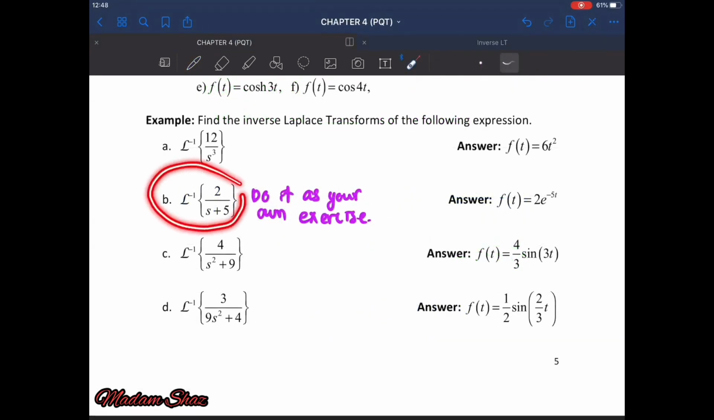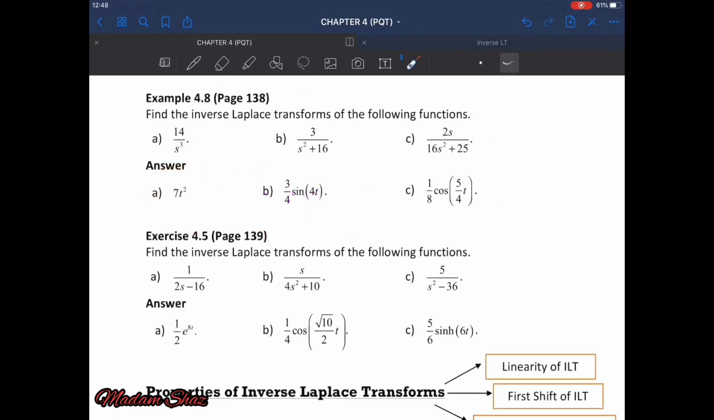For example B here, you can do it as your own exercise. Now let's continue with the next example, example 4.8, page 138. I will discuss example C only. For example A and example B, you have to continue on your own.